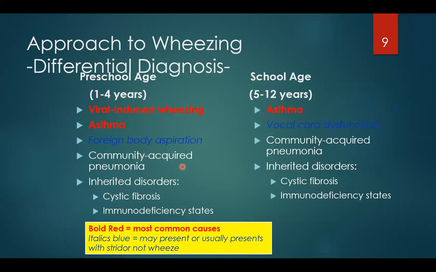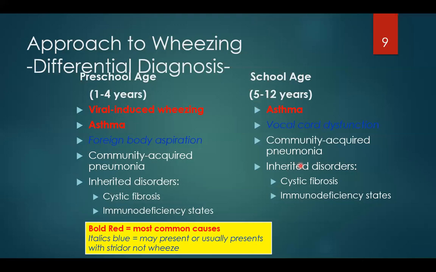The approach to wheezing is we want to start thinking about differentials, right? As children age, the differentials change a little bit from 1 year to 4 years old. It could be viral induced wheezing. Really, this spans the spectrum of the ages, but these are some categories that you can start dropping things into and make a little more sense of it. Asthma, foreign body aspiration for these little guys, community acquired pneumonia, also known as CAP, inherited disorders like cystic fibrosis, and immunodeficiency. So primarily in your 1 to 4 year old, you're going to get viral induced wheezing and asthma.